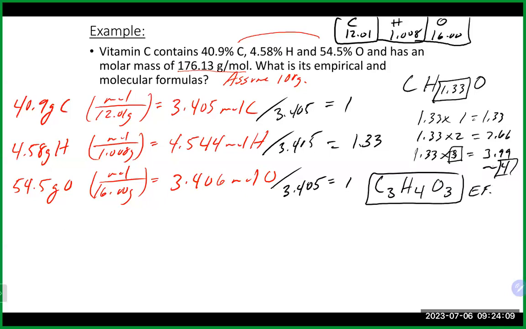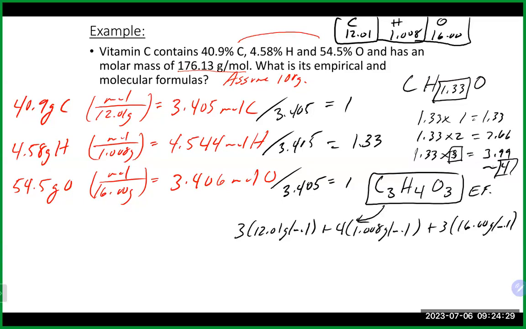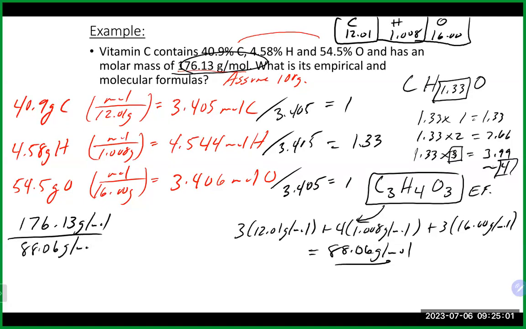So that is the first thing; the second thing we need to figure out is the molecular formula. We still need the empirical formula's molar mass. So we have 3 times 12.01 for our carbons, plus 4 times 1.008 for our hydrogens, plus 3 times 16 for our oxygens. That's going to give us 88.06 grams per mole. Using our empirical formula's molar mass and the one given to us in the problem, 176.13 divided by 88.06 is going to give us a factor to multiply by of 2.